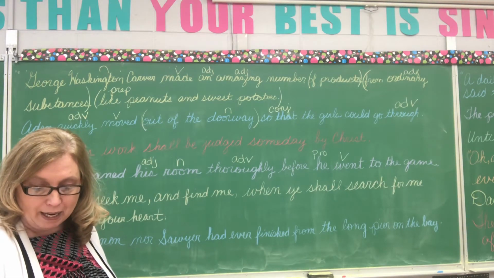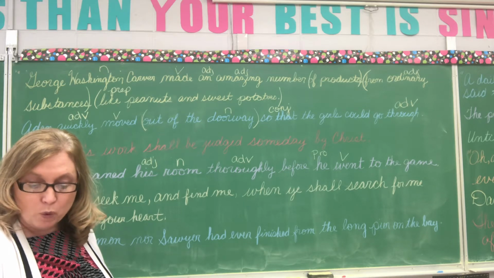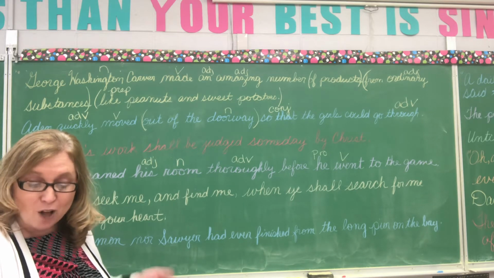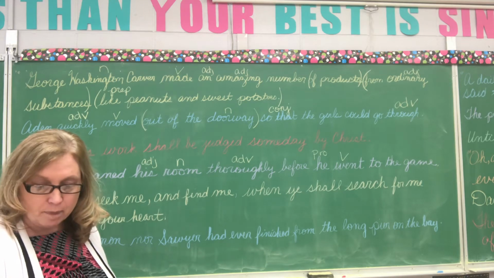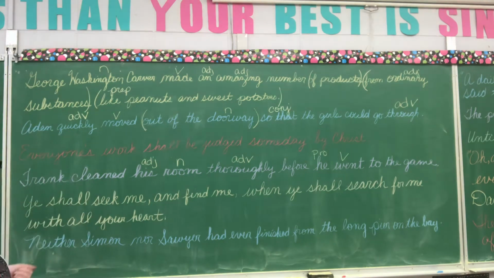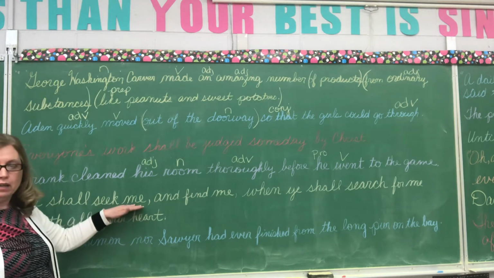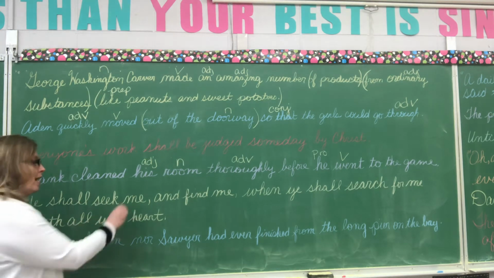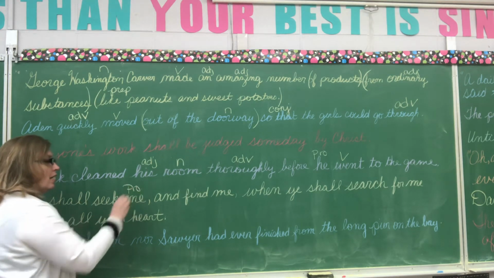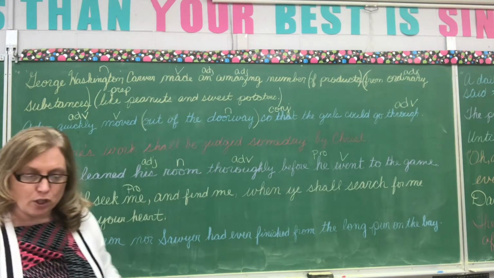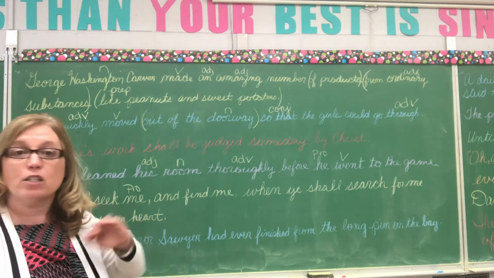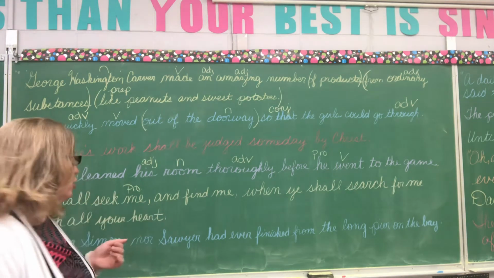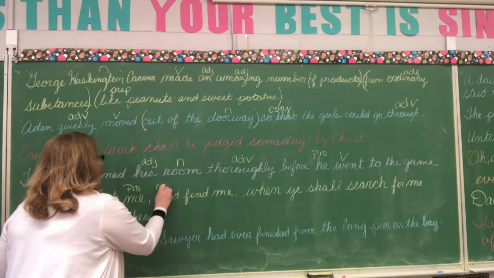Ye shall seek me and find me when ye shall search for me with all thine heart. Okay? Let's look at that. What is the word me? Me is a pronoun. Me takes the place of a noun. Okay? So it is a pronoun. What about the word and? We know the and is always this. It's a conjunction. And is a conjunction.